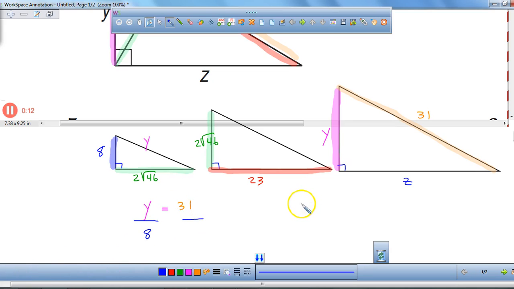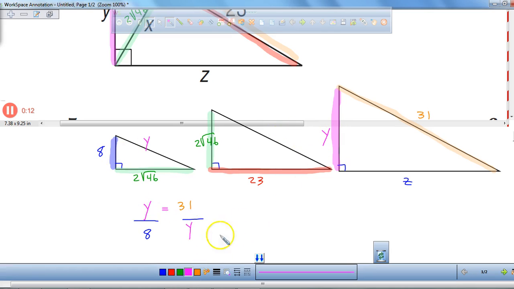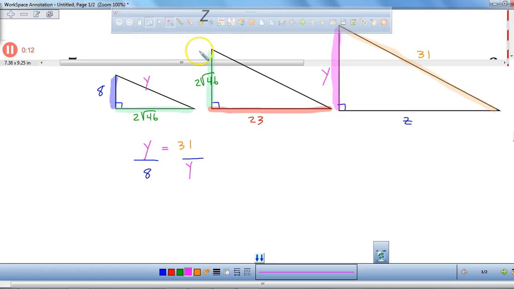All right, I had to pause the video there. Let me get back to where we were. Okay, so this hypotenuse is equal to this hypotenuse, just like this shortest side is equal to this shortest side. So right here, put y. Now we are allowed to cross multiply once again.